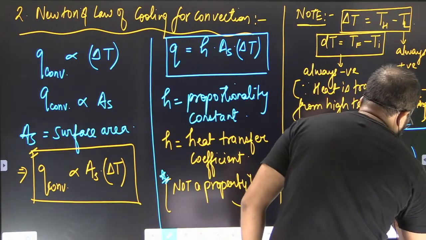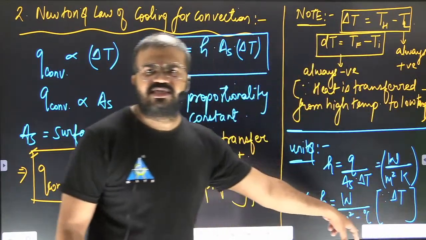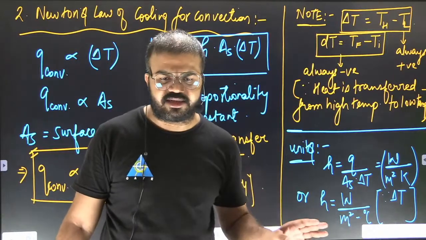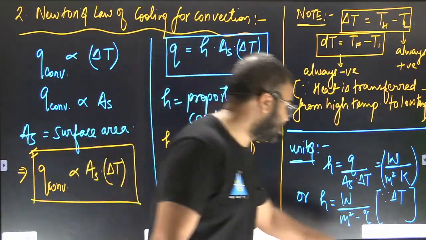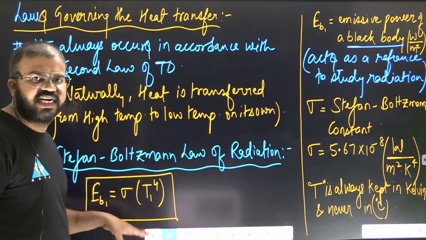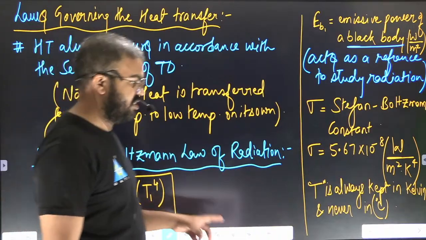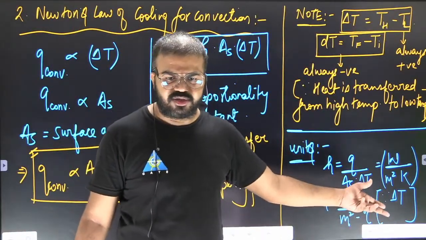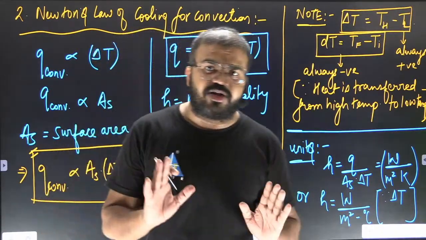Why? Because we have delta T. You can keep it in degree Celsius, you can keep it in Kelvin, it doesn't matter, because it is a temperature difference here. See, in radiation we had absolute temperature, exact value of temperature. We cannot keep it in degree Celsius, but here you can, because you have a difference. Since you have a difference, it doesn't matter. Understood everyone?